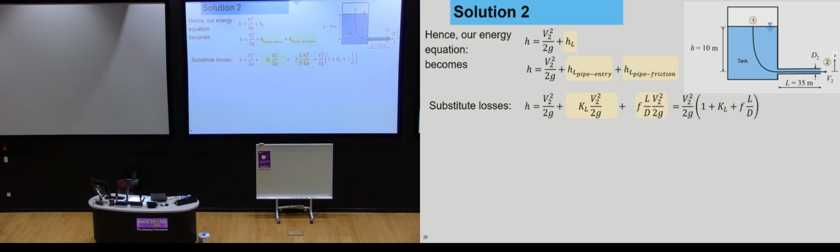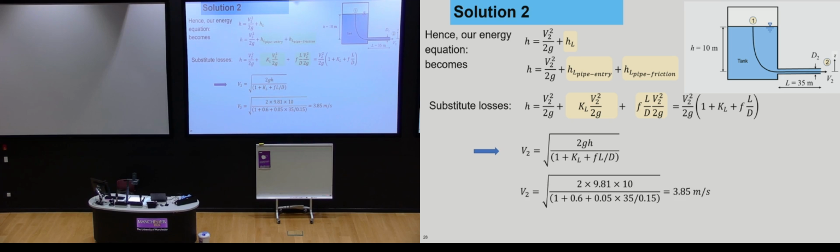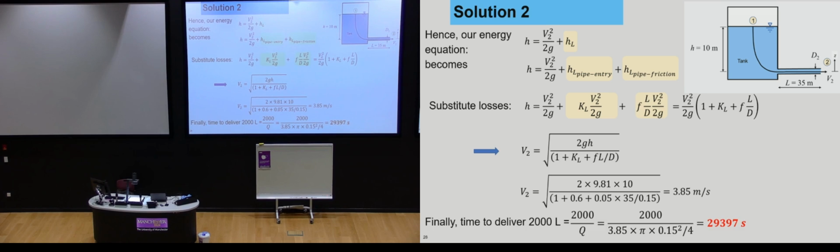We know all of those terms now except V2, so we can work it out. So our expression for V2, when we rearrange that equation, is equal to the square root of all that lot. We put in our quantities, which we now know, and we end up with a velocity of 3.85 meters per second. So finally, we can work out what the real time to deliver 2,000 liters is, which should give us this value here, 29,000.